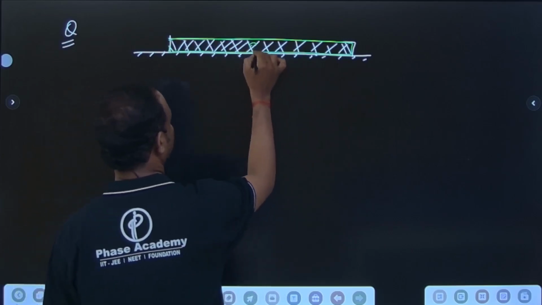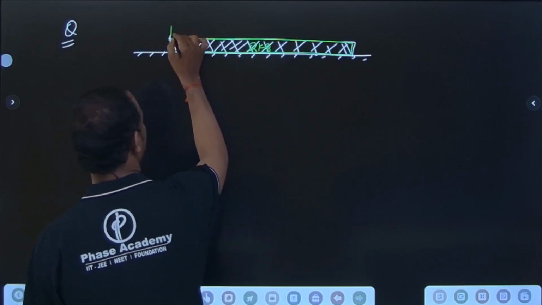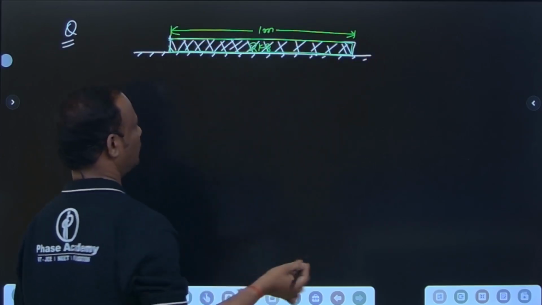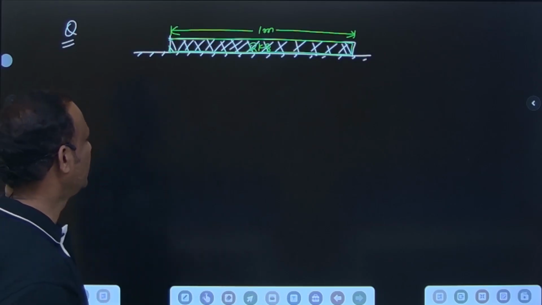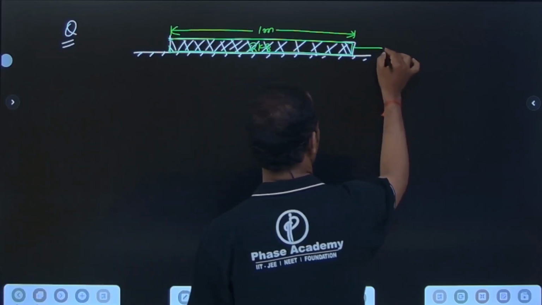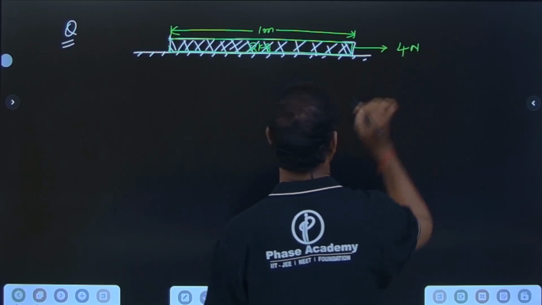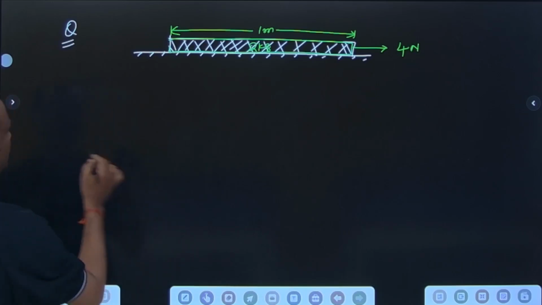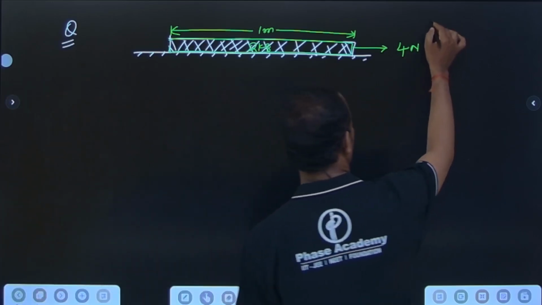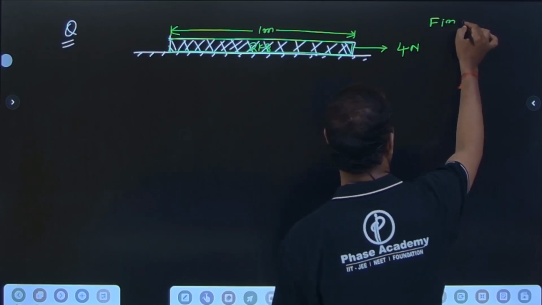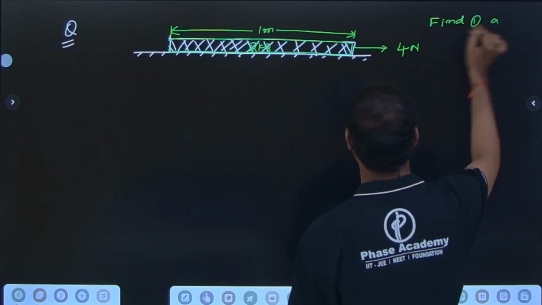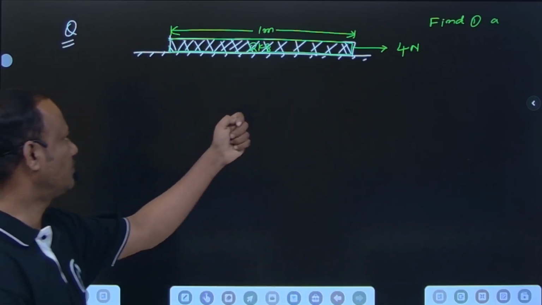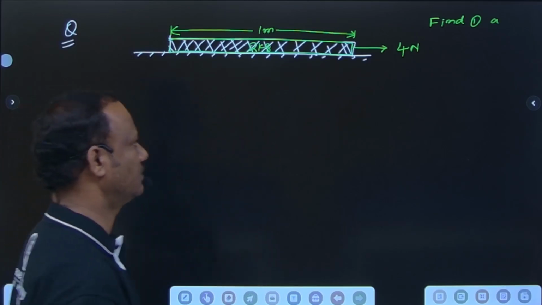Its mass is 2 kg. Its length is 1 meter, as given in the question. A force of 4 Newton is applied. My question is, find the acceleration of the system when you apply the force on this.